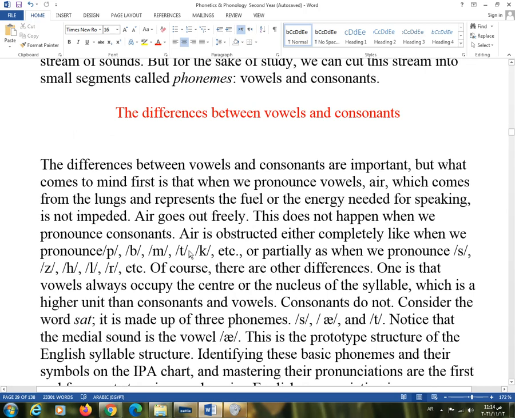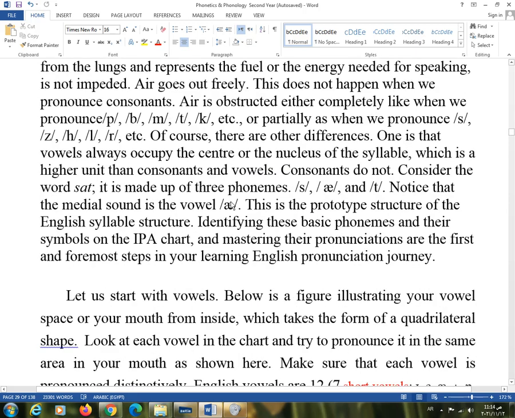The first one is that air is obstructed in pronouncing consonants. This is not the case when we pronounce vowels. Second, in making syllables, there must be a vowel in the middle of a syllable, and without this, we cannot have syllables. On the other hand, consonants do not come in the middle. They do not make the peak or the nucleus of a syllable. They come at the beginning, making the onset of the syllable, and they come at the end, making the coda of the syllable, as we're going to talk about later on.